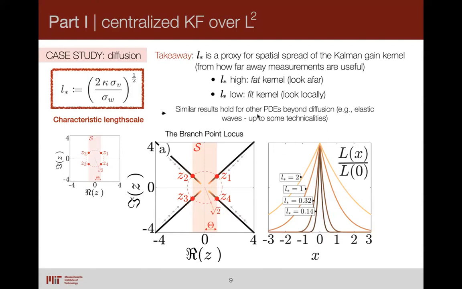Similar results can be extended to other kinds of PDEs, for example to the elastic wave equation, which is more relevant for soft robots. Some further technicalities are needed because we will need to be working in Sobolev spaces, and I will not cover this today, but one can similarly use dimensional analysis and this kind of characterization in the parameters to analyze the locality of the filters in that setting.